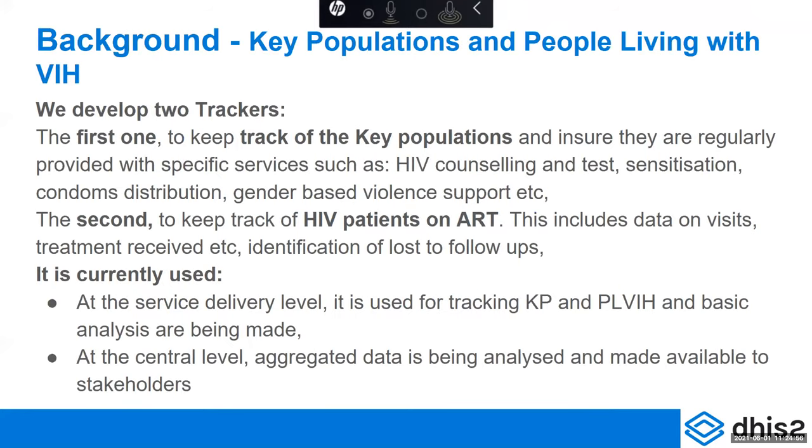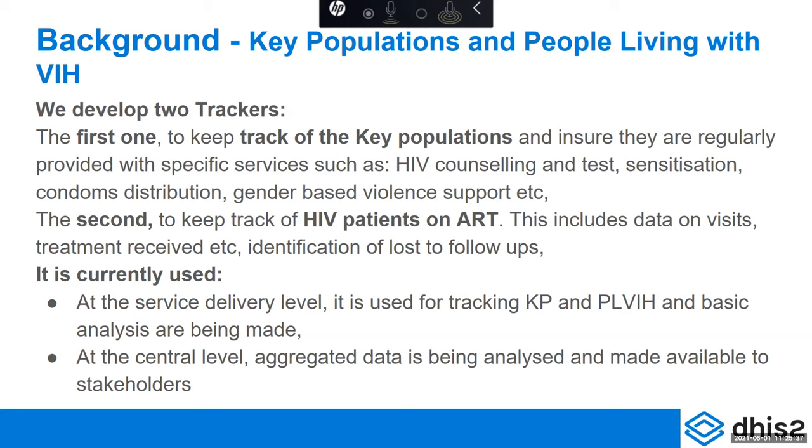So for the background related to the key population tracker and people living with HIV, it's a tracker that we developed for FHI 360, and it's capturing data for people living with HIV. For key population, you have counseling, testing, sensitization, condom distribution, and so forth. And for ART treatment, we have a specific tracker where you could track the ones that are on ART, and we get the information about treatment received. You can identify loss to follow-up.